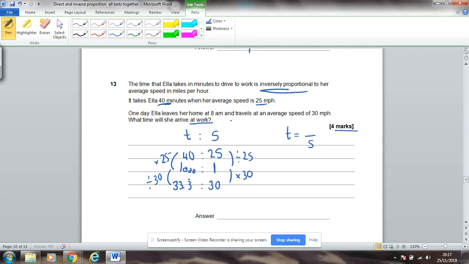What time will she arrive at work? So the time it's going to take is 33.3 minutes. So leaving at 8 a.m., she will get there at 8:33 a.m.